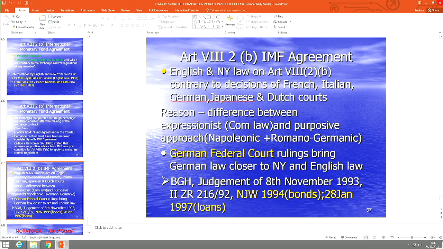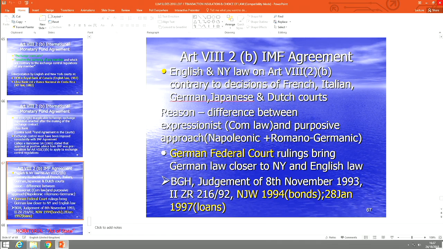What the French, the Italian, the German, and Japanese courts decided was this, that you cannot read Article 8.2b in the way that the English and New York courts have done, i.e. literally, word for word. You have to look at, said these courts, the purpose of Article 8.2b. The purpose of Article 8.2b is to try and help a country in financial difficulty to get over those difficulties by enabling that country to stop making payments in dollars, euros, or any other hard currency. Therefore, Article 8.2b is triggered whenever any contract involves the financial reserves of a member state.